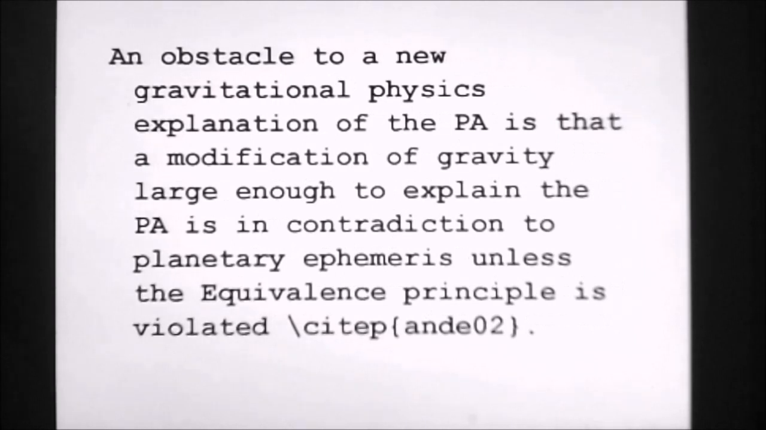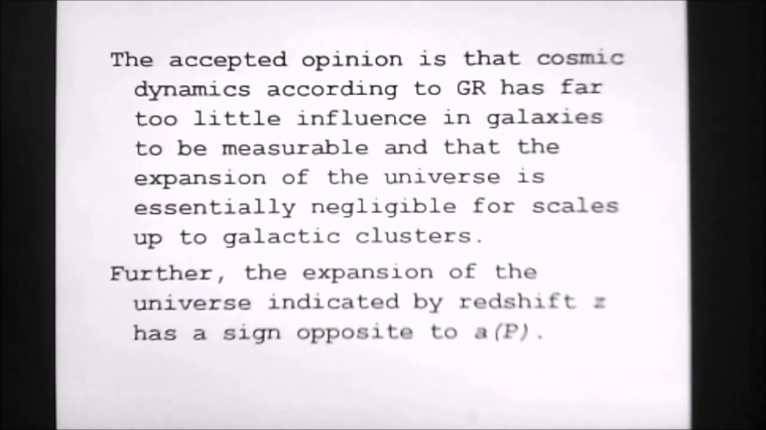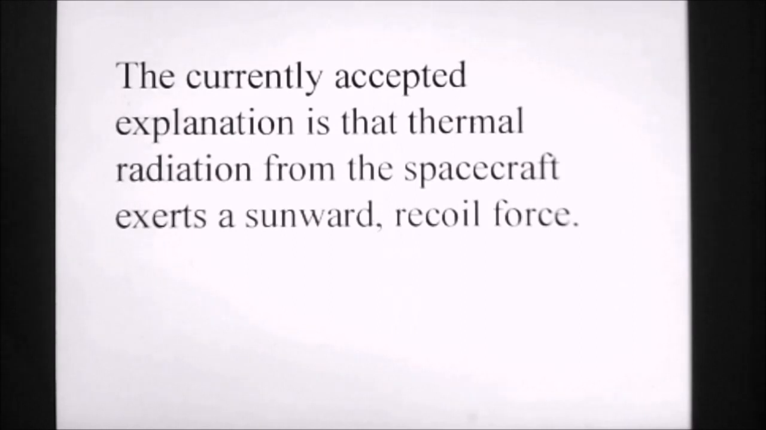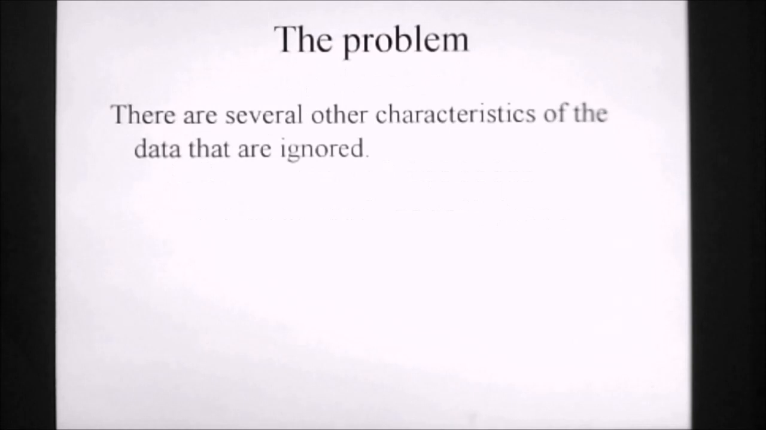An obstacle to a new gravitational physics explanation of the Pioneer anomaly is that a modification of gravity large enough to explain the Pioneer anomaly is in contradiction to the planetary ephemeris unless the equivalence principle is violated. The accepted opinion is that cosmic dynamics, according to general relativity, has far too little influence in galaxies to be measurable, and that the expansion of the universe is essentially negligible for scales up to galactic clusters. Further, the expansion of the universe indicated by redshift has a sign opposite to the acceleration. Data for the existence of the acceleration from Galileo, Ulysses, Voyager, and Cassini spacecraft are suggestive, but inconclusive. The currently accepted explanation is that thermal radiation from the spacecraft exerts a sunward recoil force. The problem: there are several other characteristics of the data that are ignored.